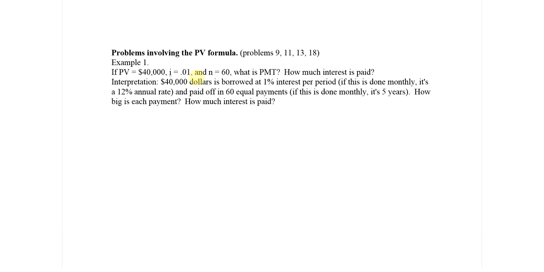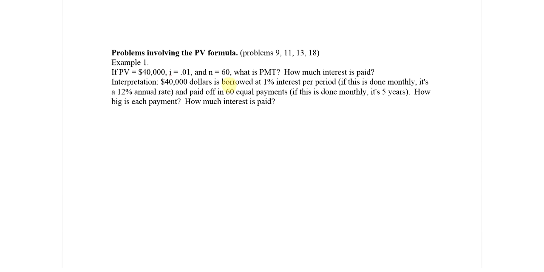They pay 1% interest every period. So if we're talking about, say, something happening monthly, we're talking about a 12% annual rate. And it's paid off in 60 equal payments. And then again, if this was done monthly, then that's 5 years, because 60 divided by 12 is 5. So how big is each payment and how much interest is paid?